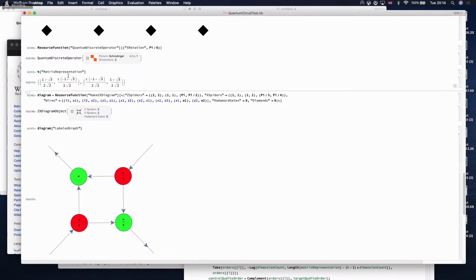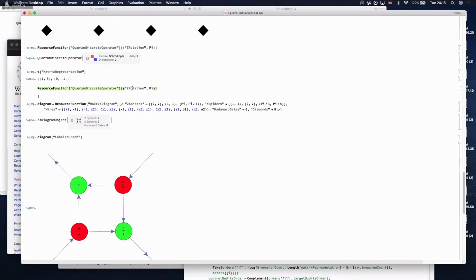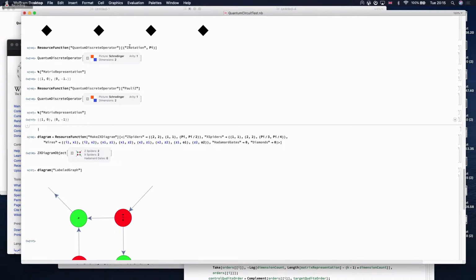So that's essentially what the X spider is. That's what the Z spider is for some given phase. And if we take the case where the phase is equal to pi, I believe we should get the same as the Pauli matrices, or if we did X rotation.